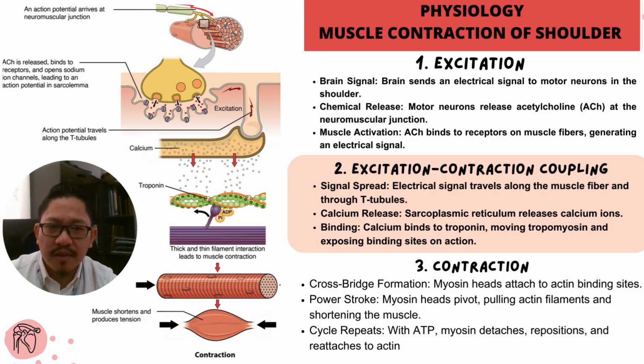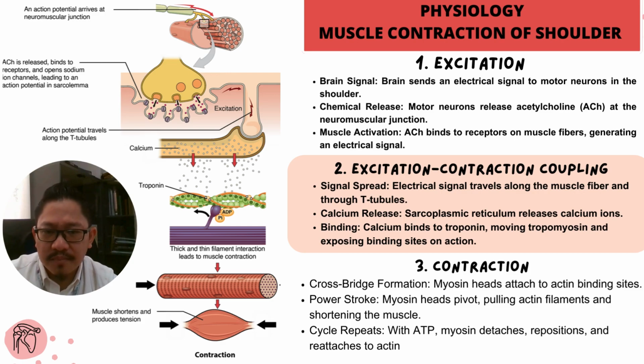The signal spread: this is where the electrical signal travels along the muscle fiber and through the tubules. And then the second one is calcium release: the sarcoplasmic reticulum releases calcium ions. And the third one, binding: the calcium binds to troponin and it moves tropomyosin and exposes the binding site on actin. And finally, the contraction.